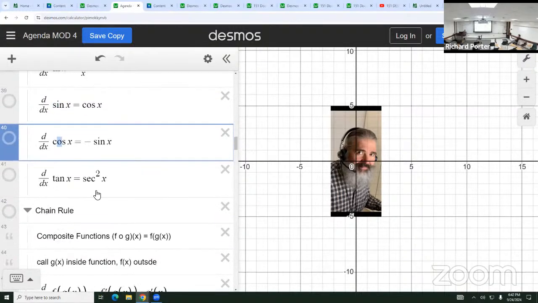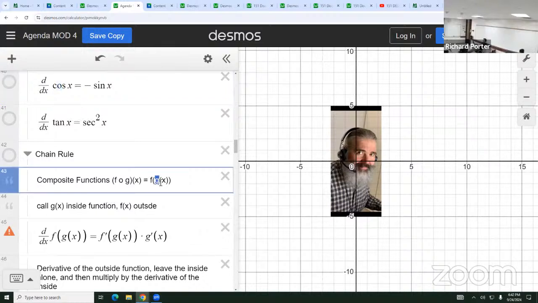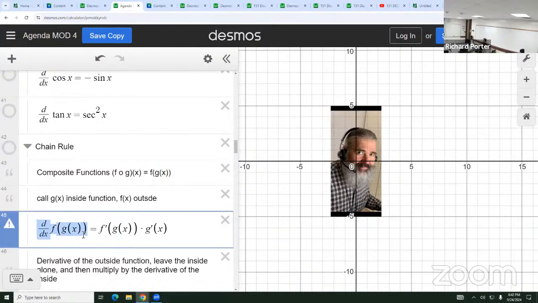We also did the chain rule. The chain rule is about when you have a function inside another function, so g of x inside of f of x. If you're taking the derivative of a function inside another function, you take the derivative of the outside, leave the inside alone, and then multiply it by the derivative of the inside.